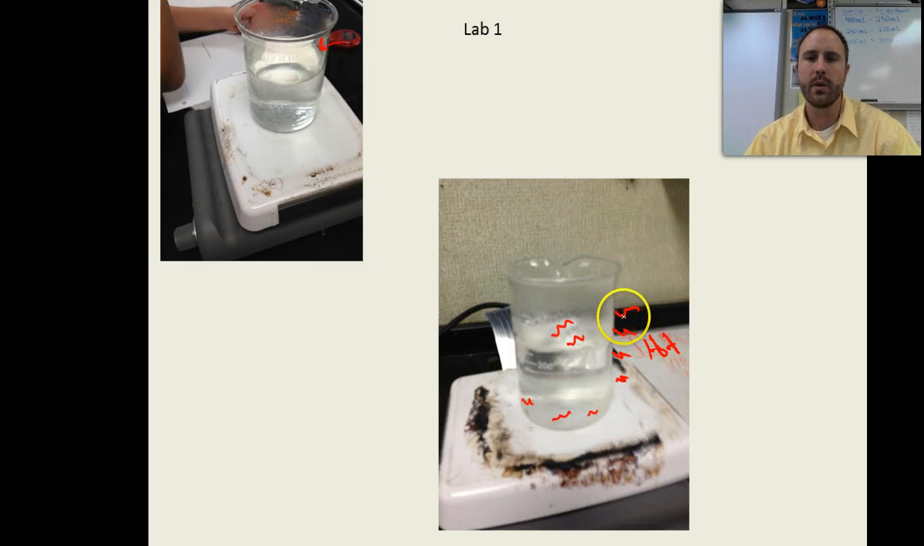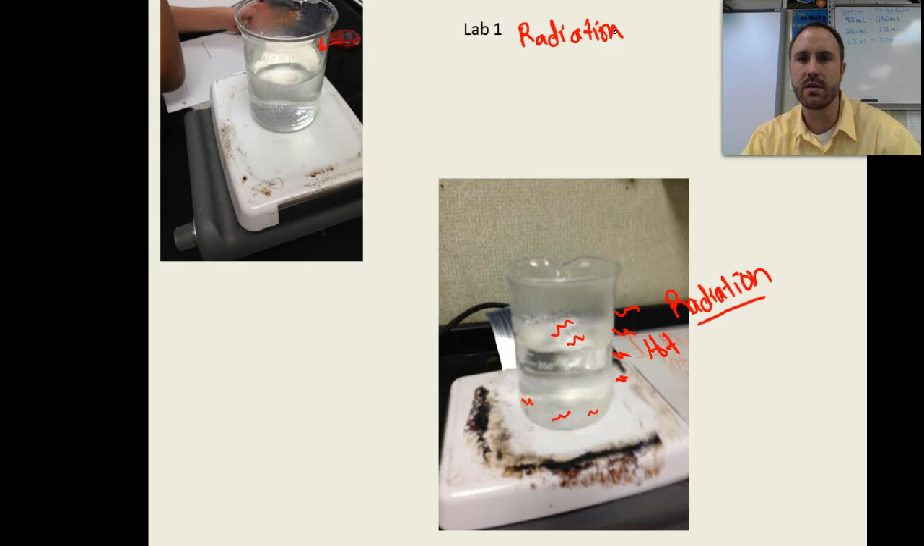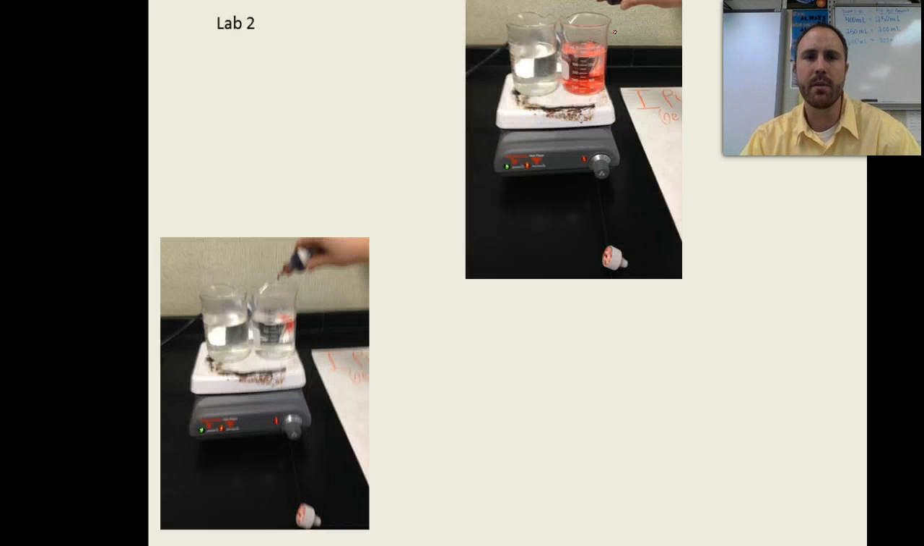And so what we would say is that there is radiation that is being given off from this beaker. And so to start with, lab number 1 showed us radiation. And that's an important type of transfer of heat, which, if you have not already watched the video notes, you will better understand what radiation is, but this one hopefully will help you to see what should have happened.